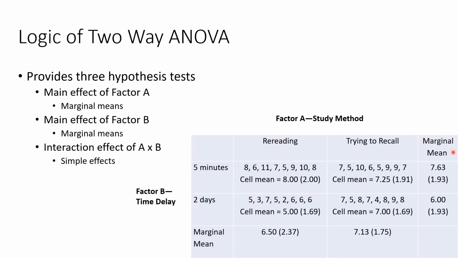And then, of course, over here, this is the marginal mean. So this is the average of all of these numbers here. And then so on. This is the average of all of these numbers here. This marginal mean is the average of these numbers and these numbers, and so on.